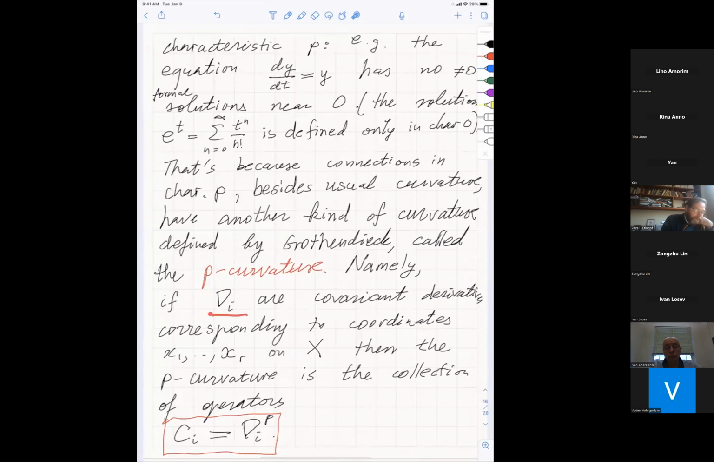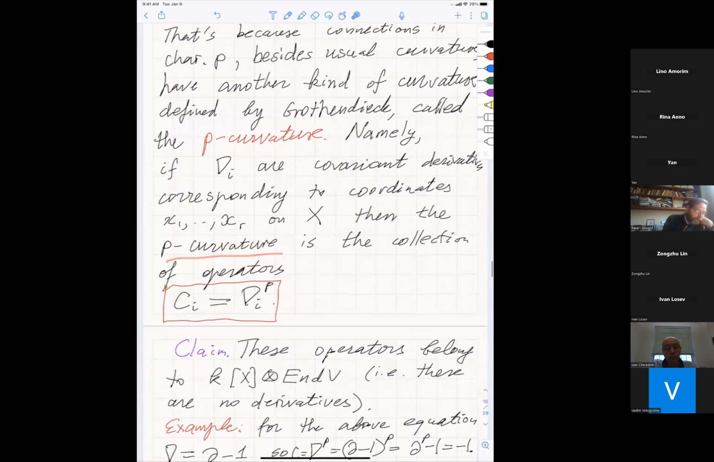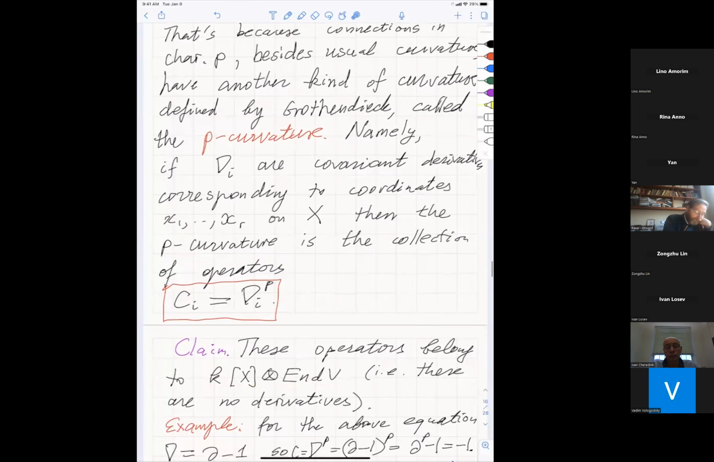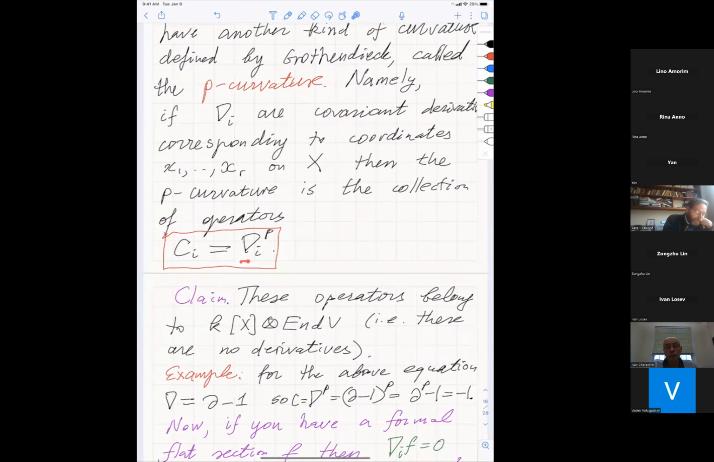We have these covariant derivative operators, nabla_i, with respect to some coordinates. And then p-curvature is the collection of operators which are just the p-th powers of these covariant derivatives. And it is known that the differential part of this operator goes away. This is just pure matrices, so they belong to K(X) tensor endomorphisms of V. So there are no derivatives. And this is because if you raise a derivative to the p-th power, it becomes the zero operator on functions.